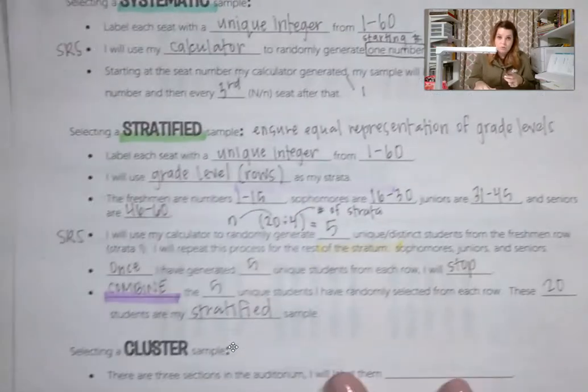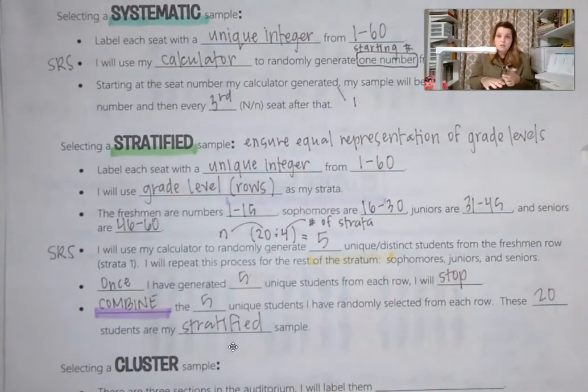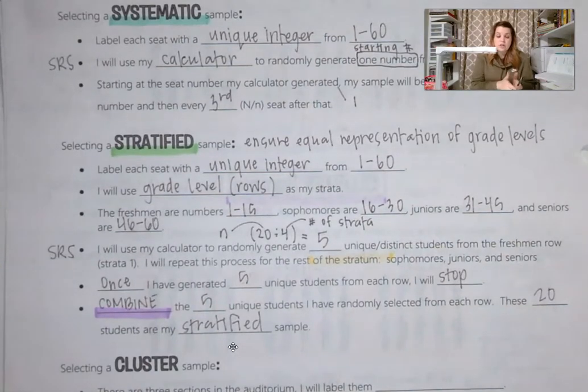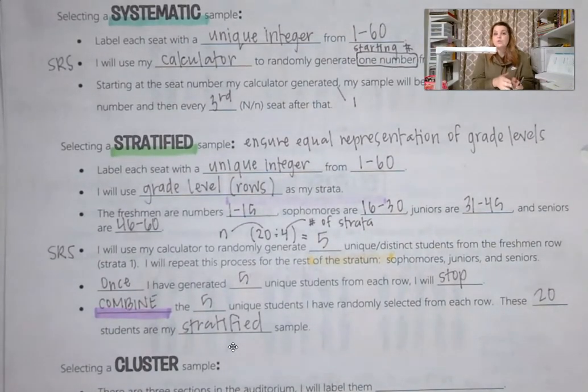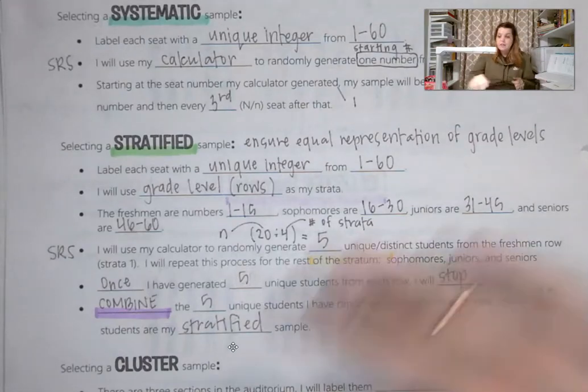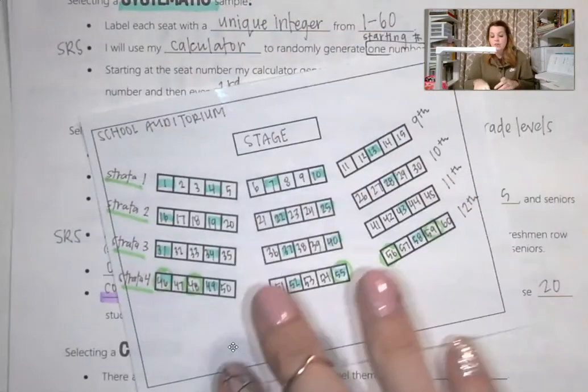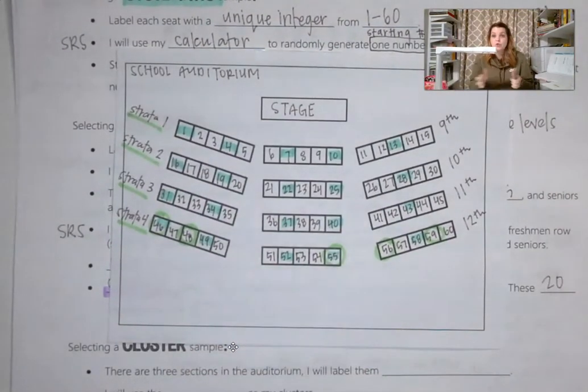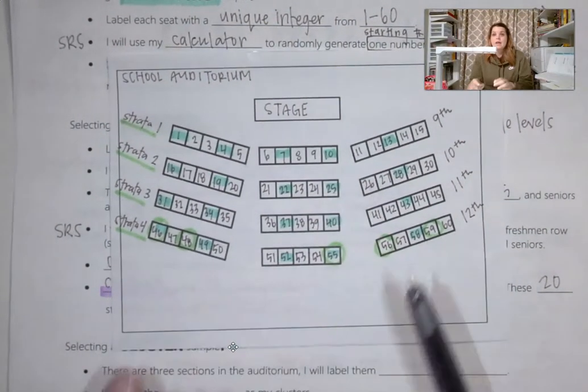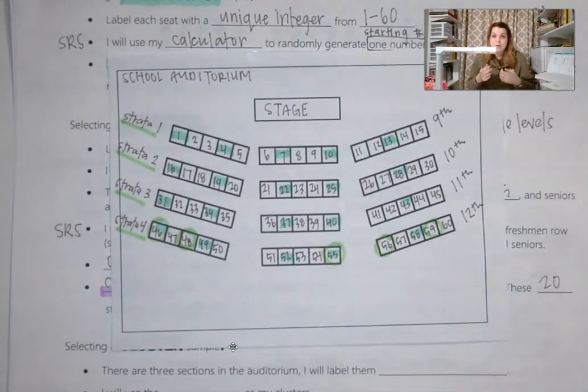Systematic sample, we randomly choose our starting student and then choose every nth person after that. Stratified, we divide our population into groups that look like each other. So in this case, it was grade level, and we take the same amount of students from each grade level. That's the best sampling because it ensures that you have equal representation.